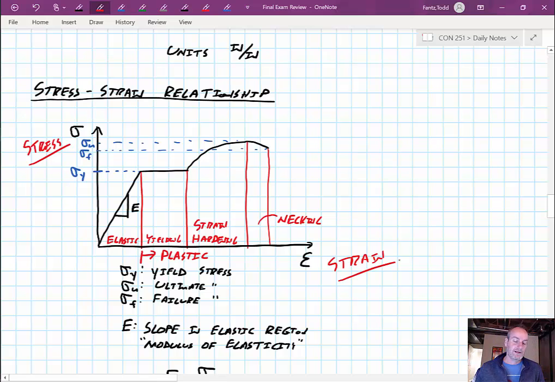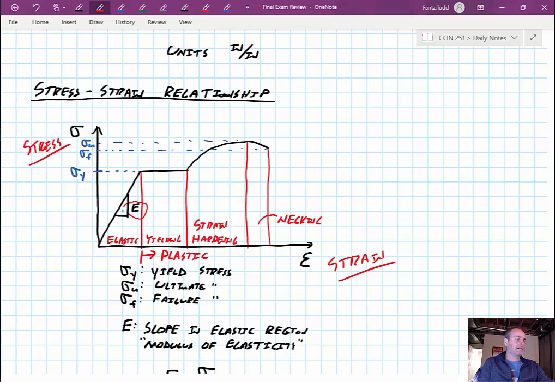And what we really care about is this E value, right? This E value is called our modulus of elasticity, or Young's modulus. And that's a relationship between, this would have a very low E value, meaning I don't have to put very much force and I get a lot of strain.